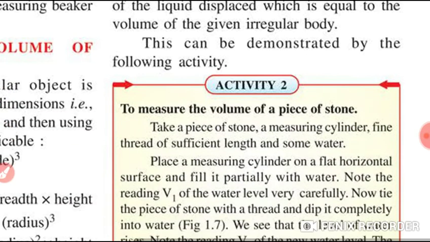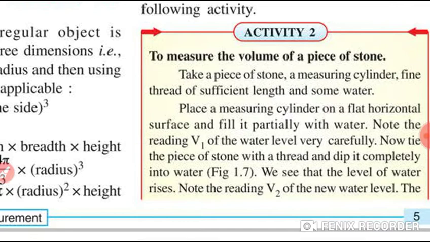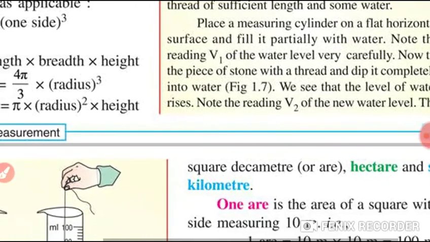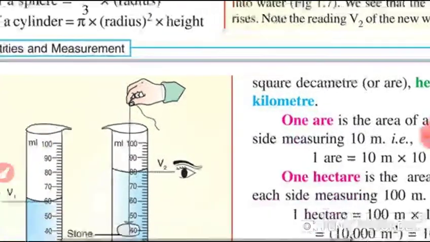This we can demonstrate by the following activity. To measure the volume of a piece of stone, any piece of stone you can take, and then we have to find its volume. So students, first of all, a piece of stone you have to take, a measuring cylinder, one thread and some water. Now place this measuring cylinder on a flat surface and fill it partially with water. Now note the reading V1 of the water level very carefully.